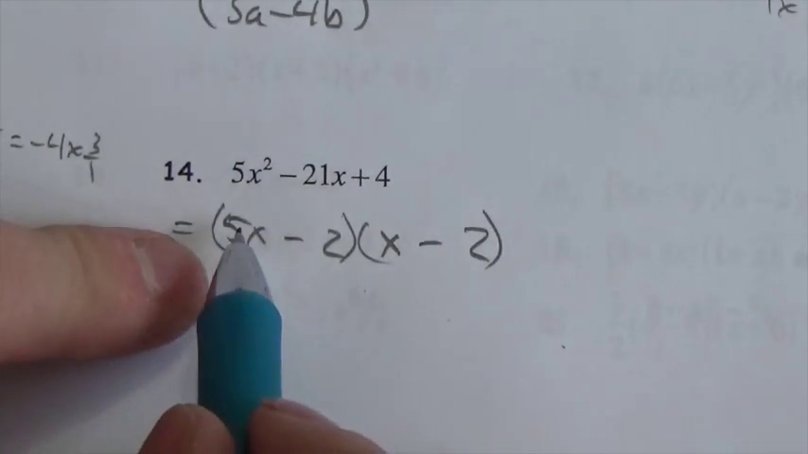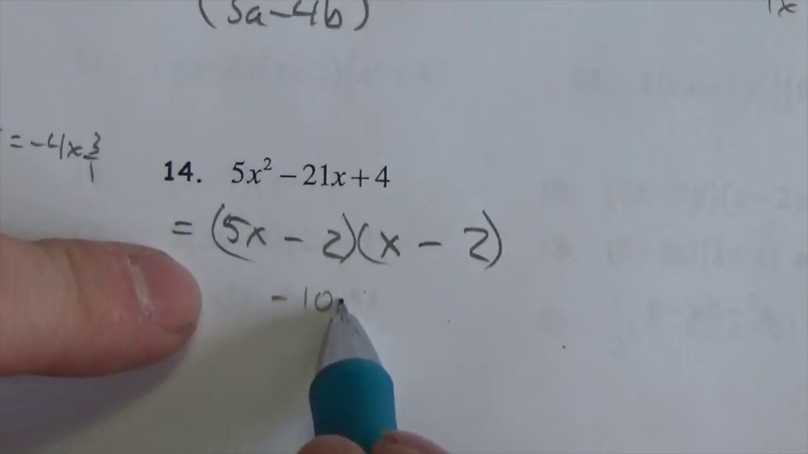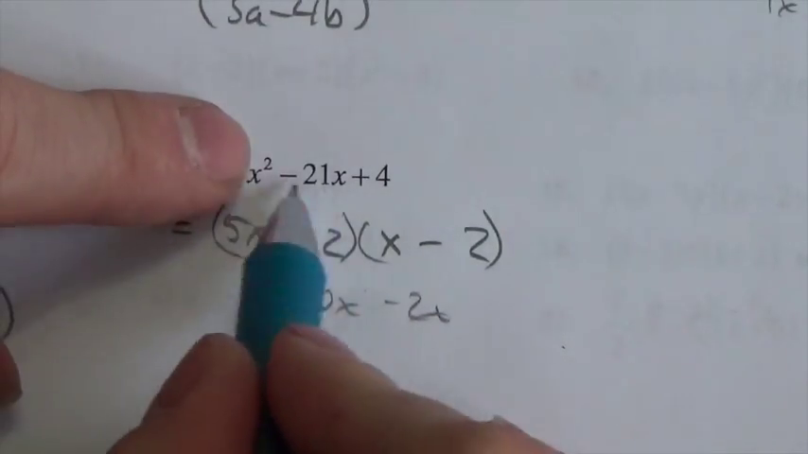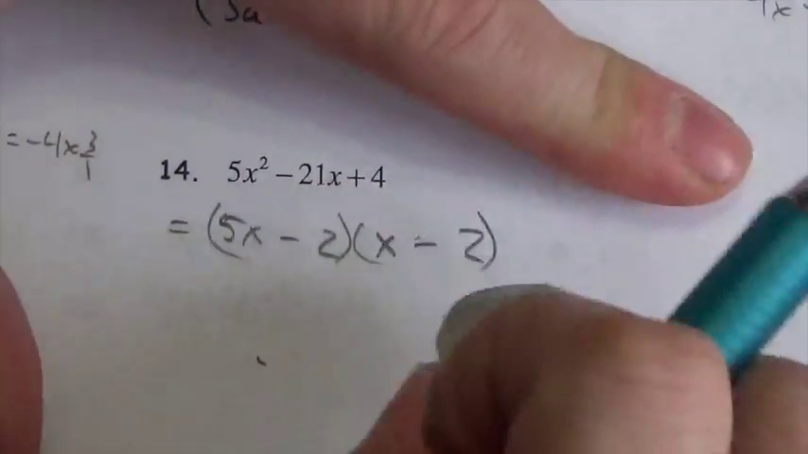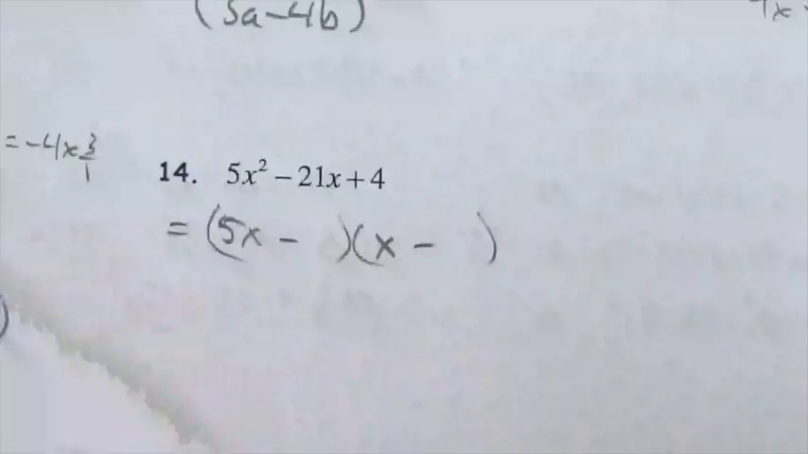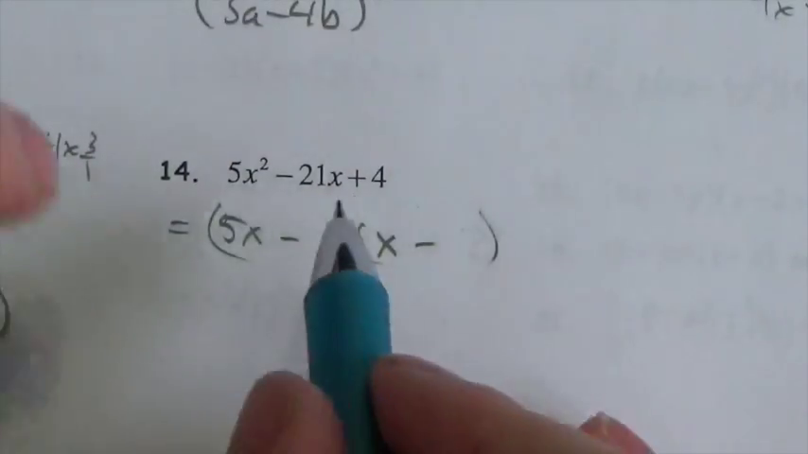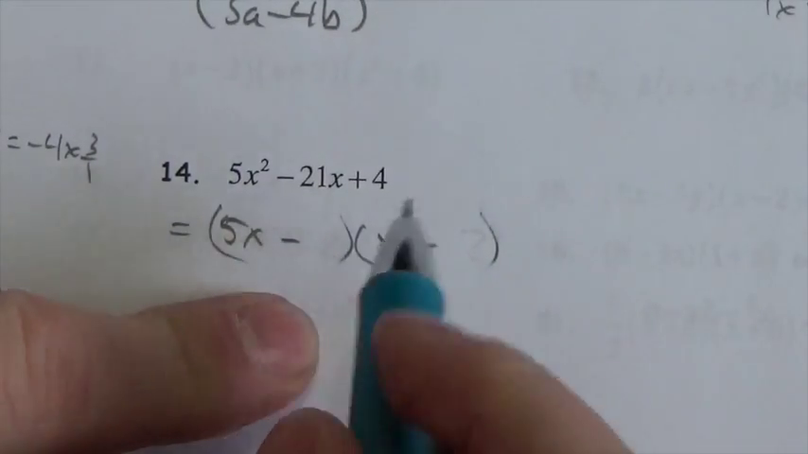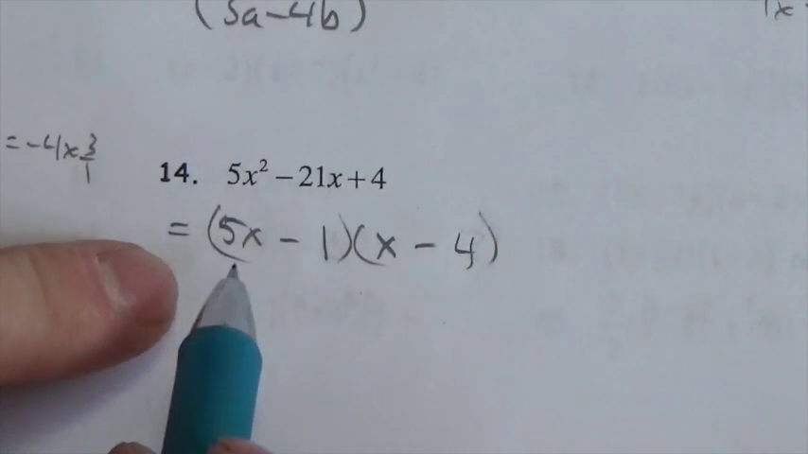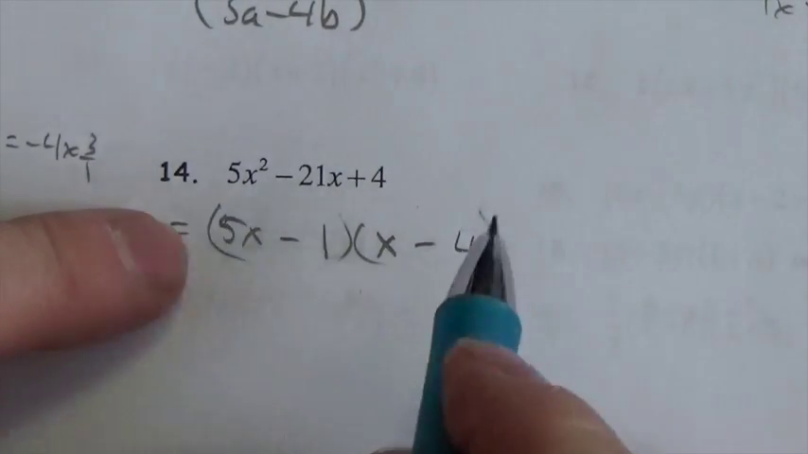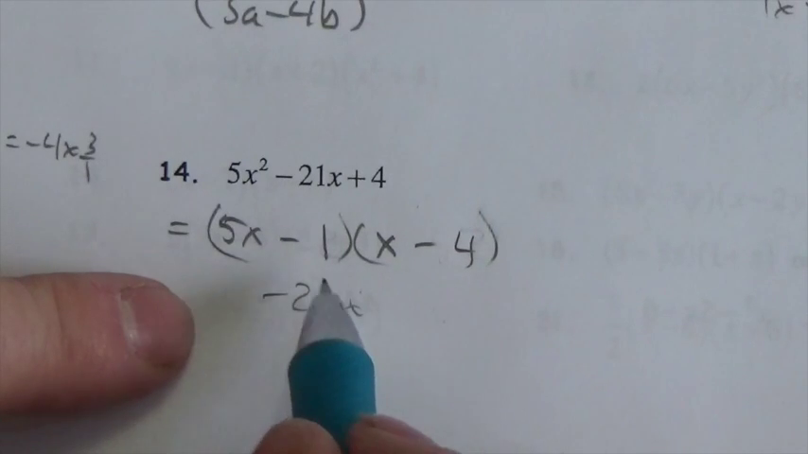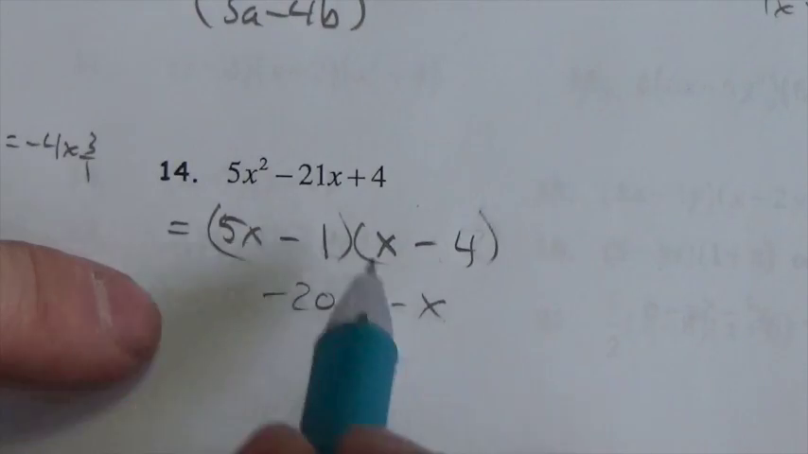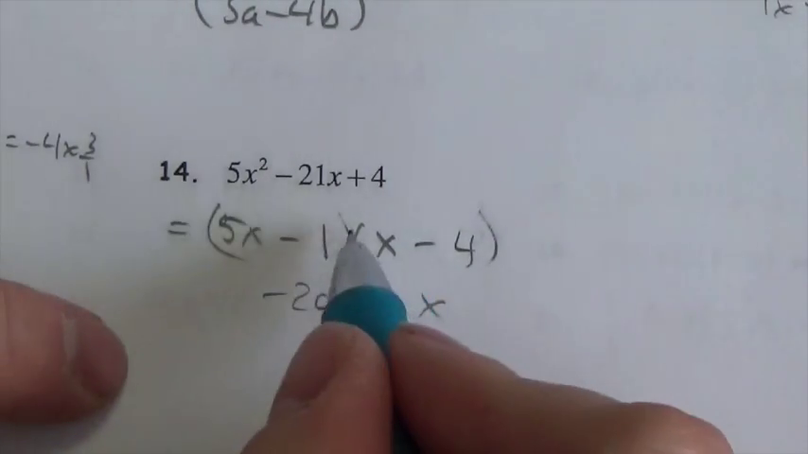Now let's just double check this. 5x times negative 2 is negative 10x. Negative 2x times x is negative 2x. Well, that does not sum to negative 21. So I know it's got to be the 4 that I did wrong here. Now, it's got to be either 1 and 4 or 4 and 1. Now, 1 and 4, if I try to expand that out, I will get 5x times negative 4, negative 20x, and the negative 1 times x is negative x, and there is the one that I'm looking for. Negative 20 and negative 1 gets me the negative 21. So that's the answer that I'm looking for.